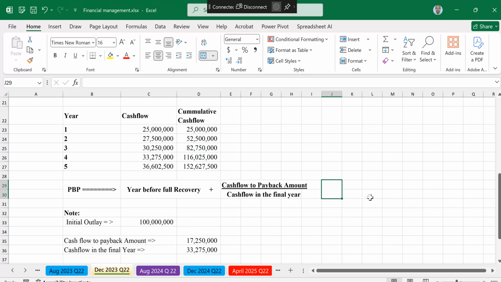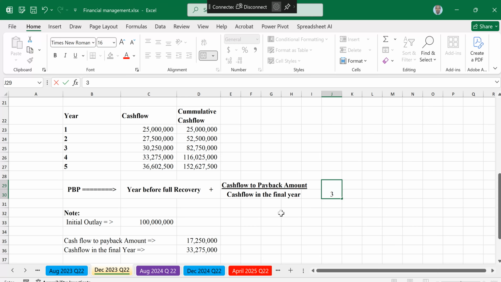Our answer. Before we get to our answer, you must get the year before full recovery, which is 3. So I'll get 3. So you stop at 3 because our amount is 100. If you go to 4, it surpasses 100.